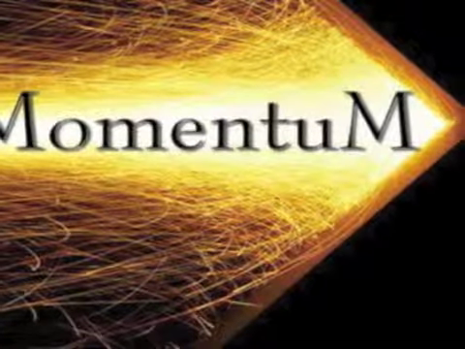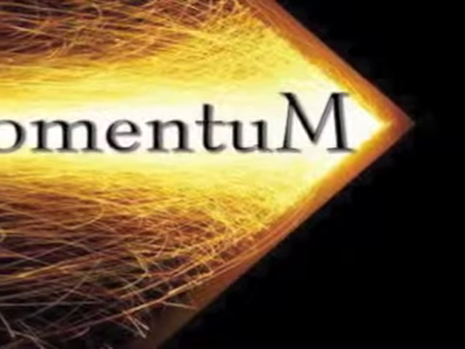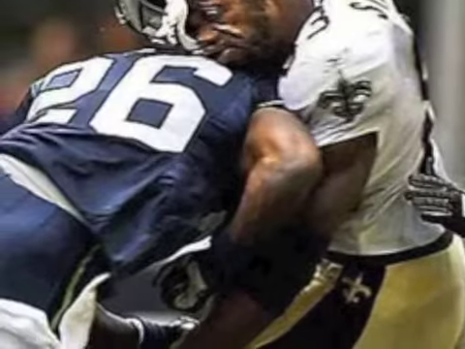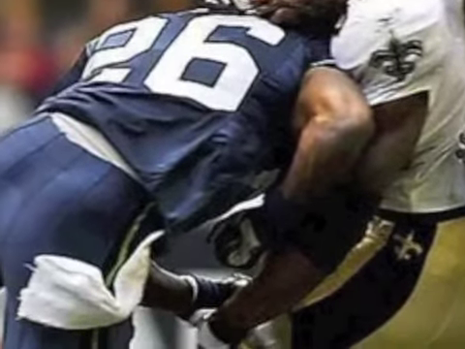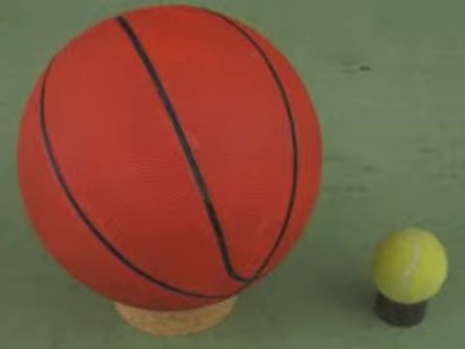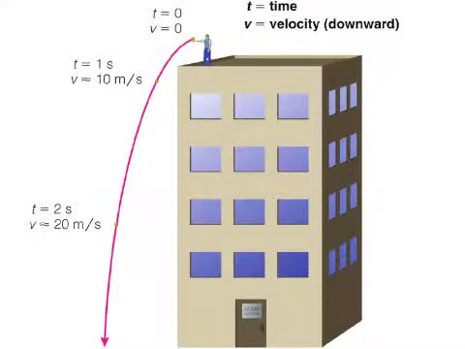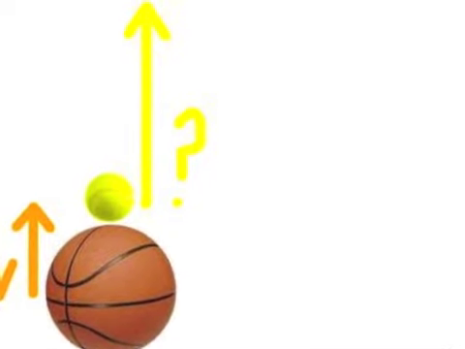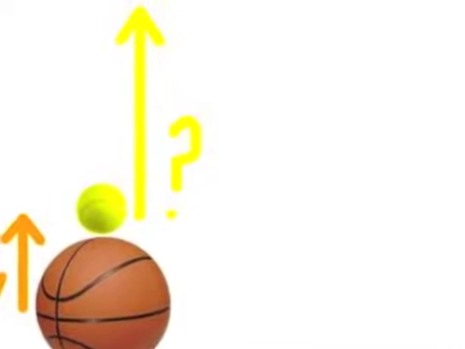Well, to understand these results, we need to understand momentum. Momentum, by definition, is an object's mass multiplied by its velocity. The basketball contains about 9 times more mass than the tennis ball, and since we're dealing with gravity, we know that their velocities will be the same. Therefore, since momentum is mass times velocity, the basketball will have 9 times more momentum than the tennis ball.